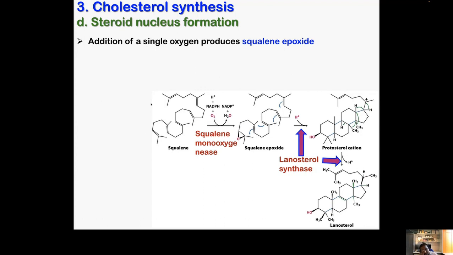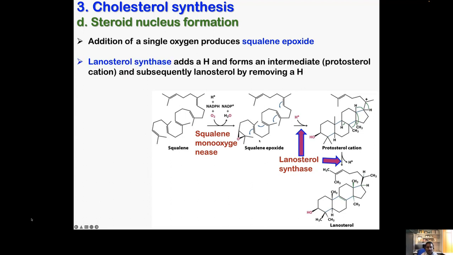Basically, the addition of a single oxygen molecule will produce squalene epoxide. This is done by an enzyme called squalene monooxygenase. This will add an oxygen to squalene and release a water molecule and it will produce squalene epoxide. These molecules are again being converted into other molecules through an enzyme called lanosterol synthase. Lanosterol synthase will add hydrogen and form an intermediate called protosterol cation, and then subsequently it will produce lanosterol by removing the hydrogen.